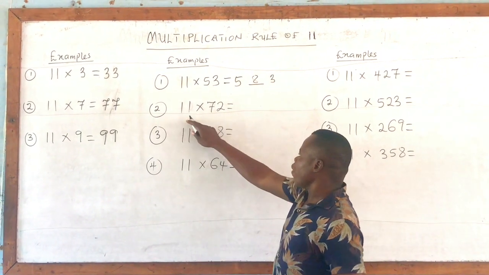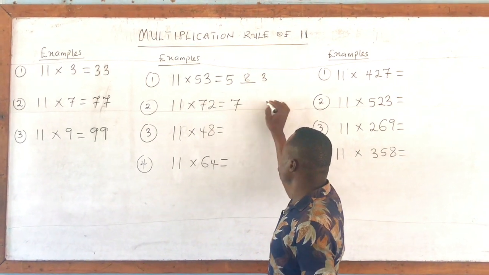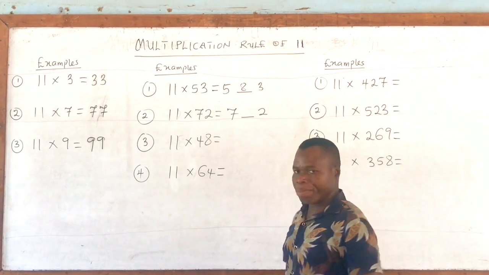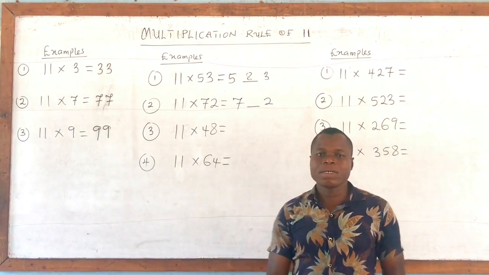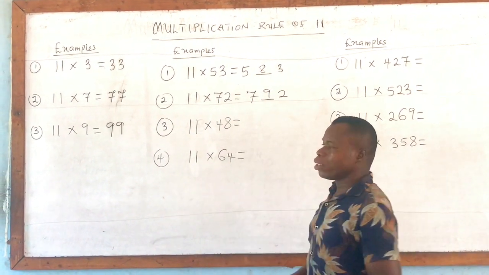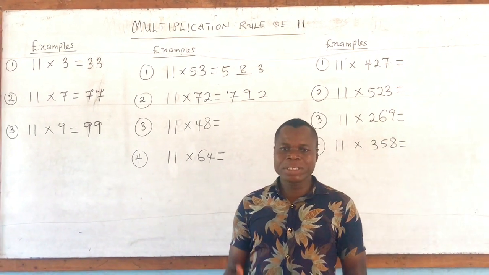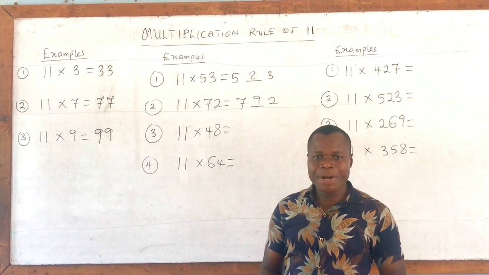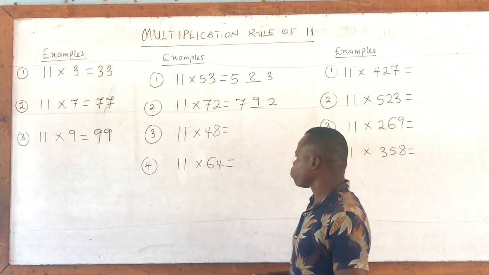Second example, I have 11 times 72. What I will do is take 7 and 2, write them this way, and separate them. The next step is that I'll add 7 and 2 together. 7 plus 2 is 9. Then I'll write 9 in between, meaning 11 times 72 is 792. Let's go to the third example.